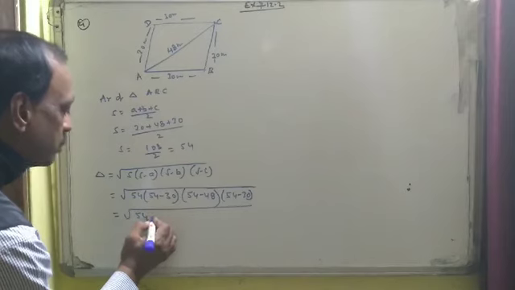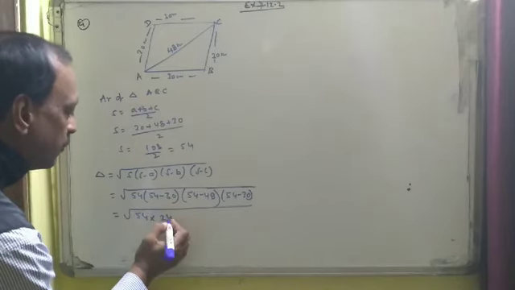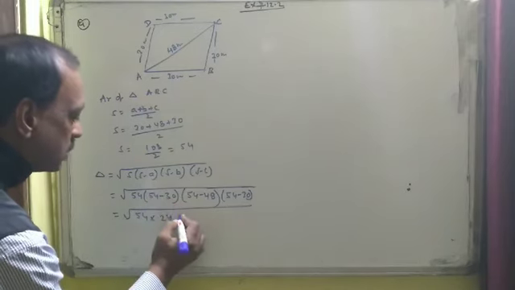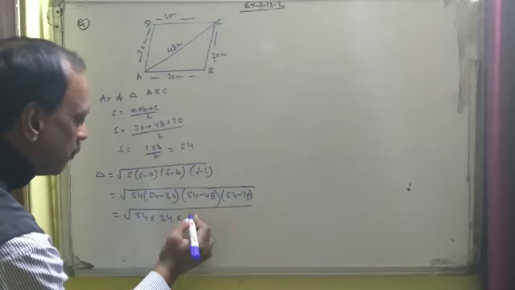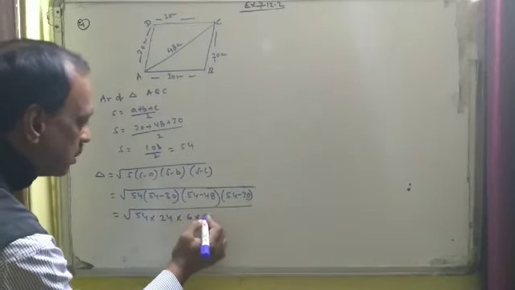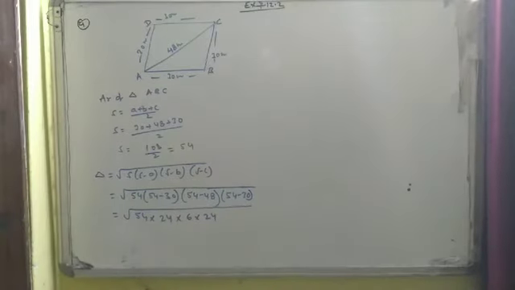54 into 24, and 54 minus 48, 6, also 24.